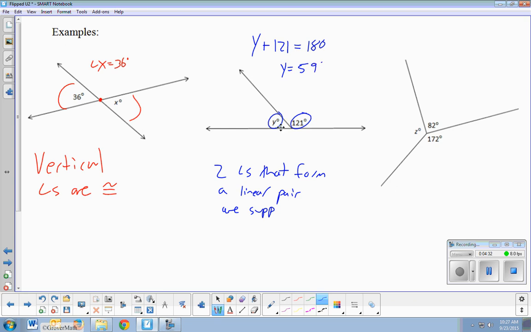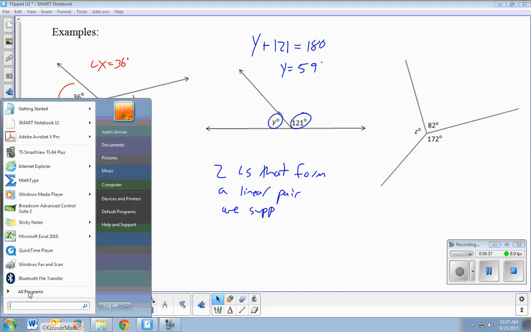Of course, you could use a calculator if that's helpful for you. Let me actually get my calculator out in case I do need that.